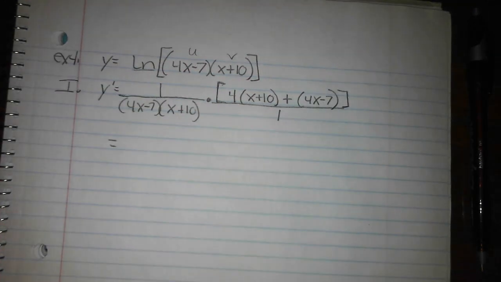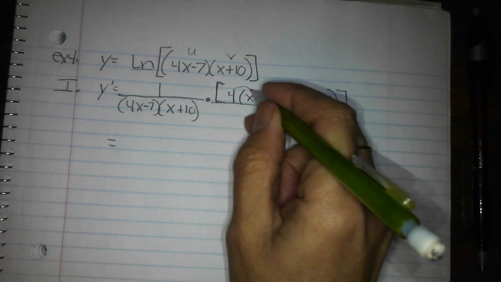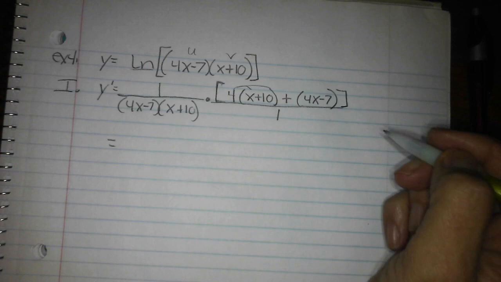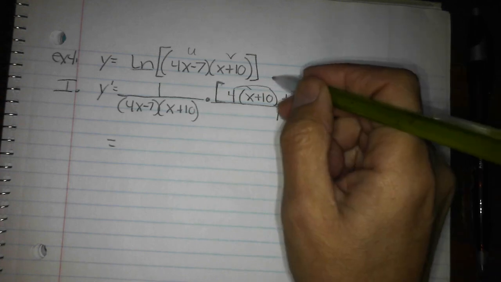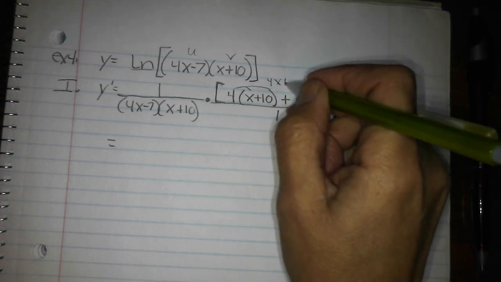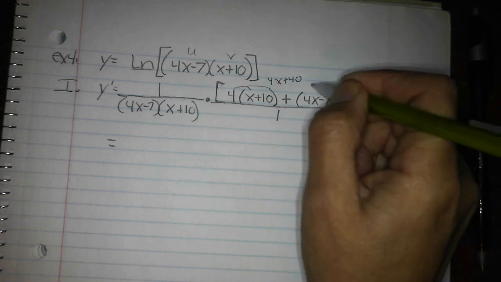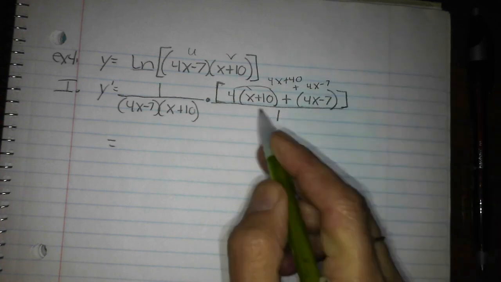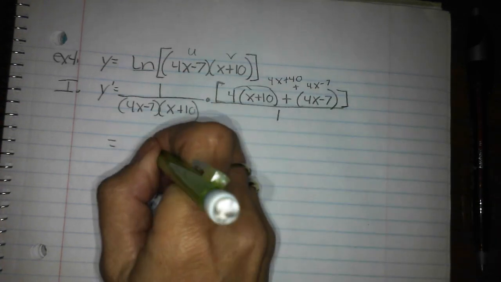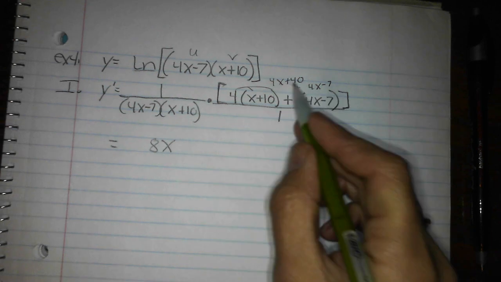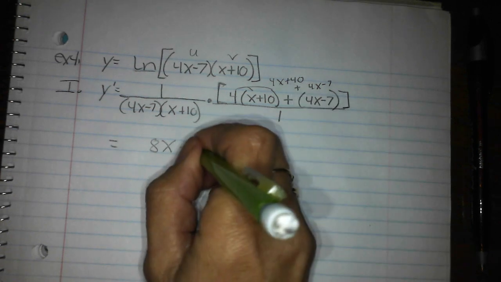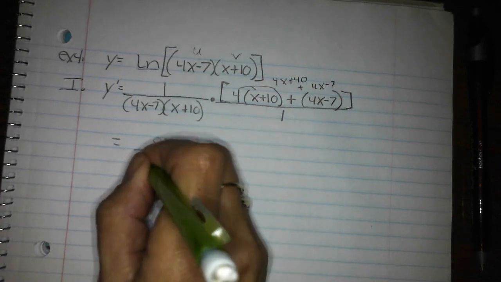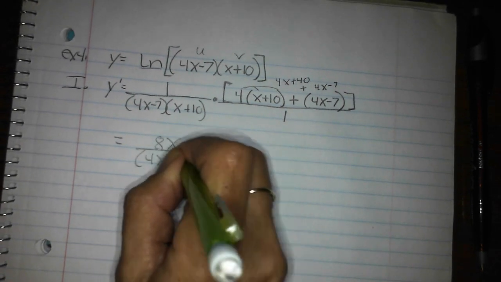So simplifying, I'm going to distribute a 4. And there's nothing here but a 1, so I can just drop parentheses. So I see a 4x plus 40 here, and then a 4x minus 7, and everything's added. So I'm going to have 8x plus 33 over 4x minus 7 times x plus 10.